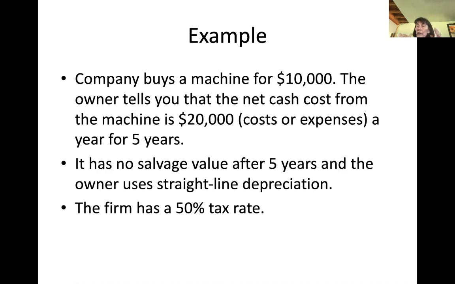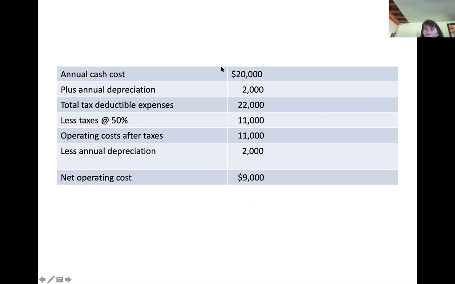And we're going to do that by looking at how much they cost and what their net cash costs are and the tax implications of those. Again, 5 years, straight line depreciation. So it's depreciating $2,000 a year and a 50% tax bracket. So our annual cash cost is this. You add back in the depreciation because that's a tax deductible cost. Before we had benefits here, but now we've got costs. So we add that back in. We get tax deductible expenses. We account for taxes at $11,000 and we get operating costs after taxes.